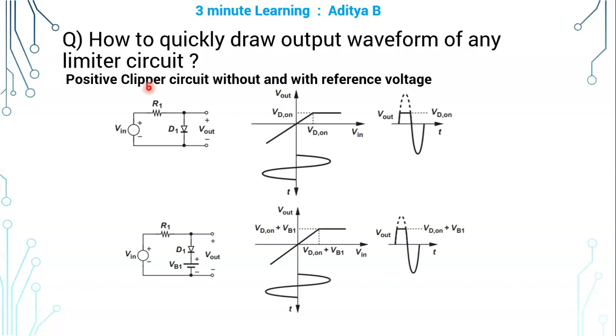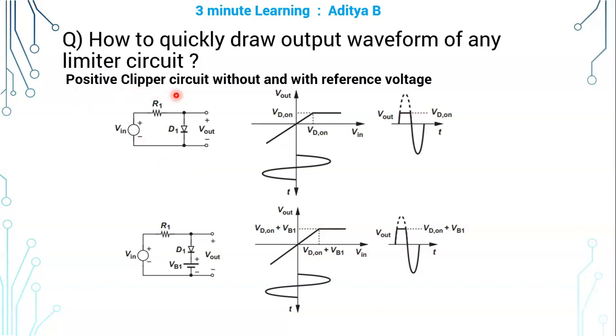If you see the clipper circuits, there can be series clippers and shunt clippers. Here the diode is in shunt with the load or output, and hence these are called shunt clippers. Or sometimes the diode can be placed in place of resistor R1, and the R1 resistor will be placed here. Those are called series clippers. So this shortcut is applicable for both series and shunt clippers.